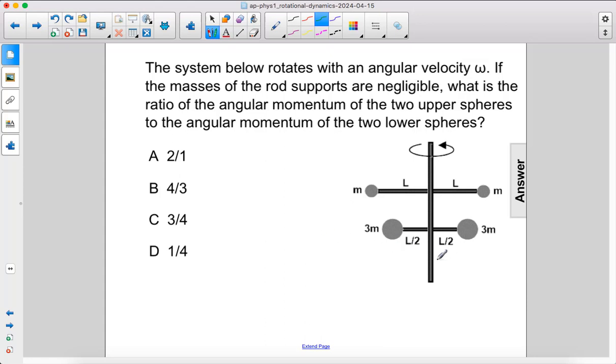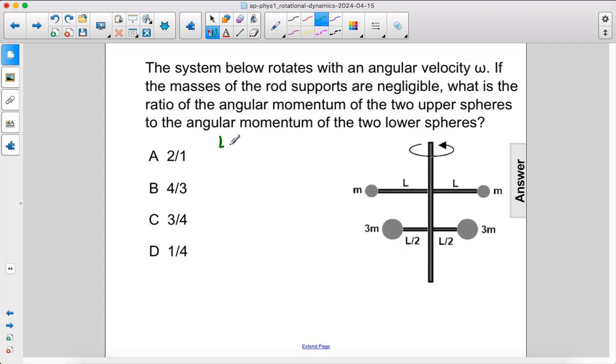The system below rotates with an angular velocity omega. If the masses of the rod supports are negligible, so the masses of these beams here, what is the ratio of the angular momentum of the two upper spheres to the angular momentum of the two lower spheres?